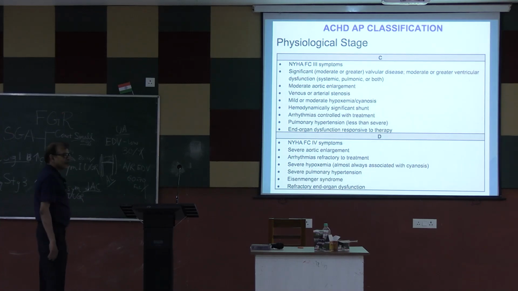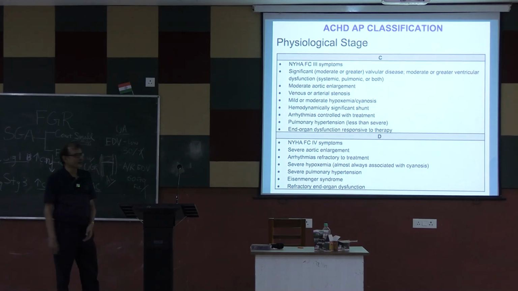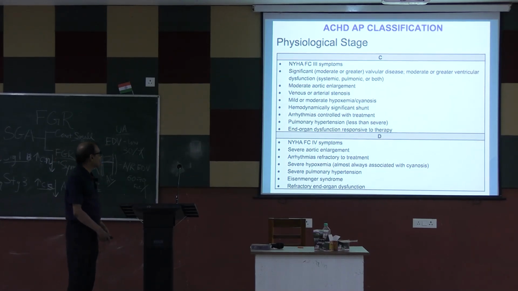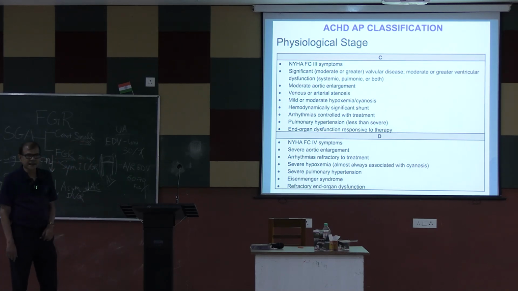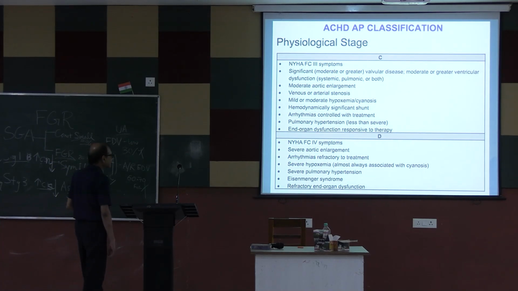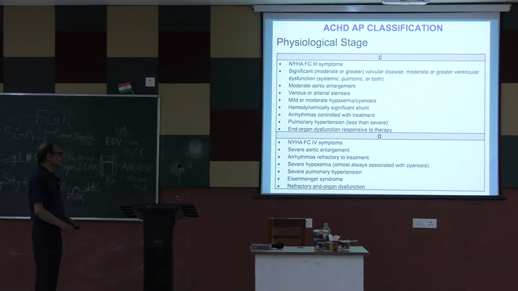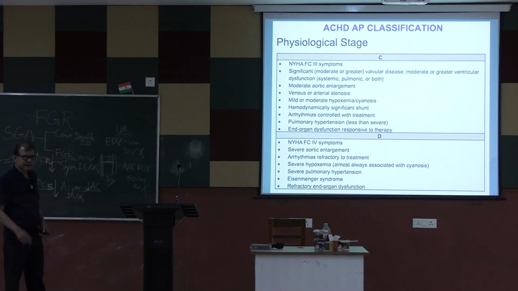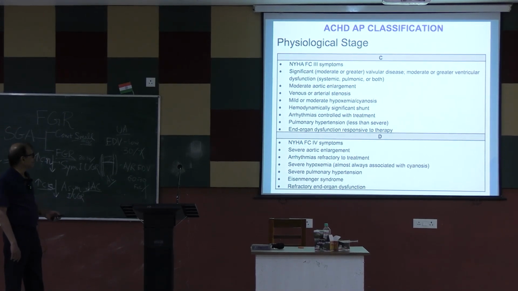C. NYHA functional class 3, substantial hemodynamic consequences, moderate aortic enlargement, venous or arterial stenosis, end organ dysfunction, pulmonary hypertension, arrhythmia, but controlled with drugs. And D. NYHA class 4 symptoms, severe aortic enlargement, arrhythmia refractory to treatment, and severe hypoxemia, severe pulmonary hypertension, Eisenmenger syndrome, and the refractory end organ dysfunction.